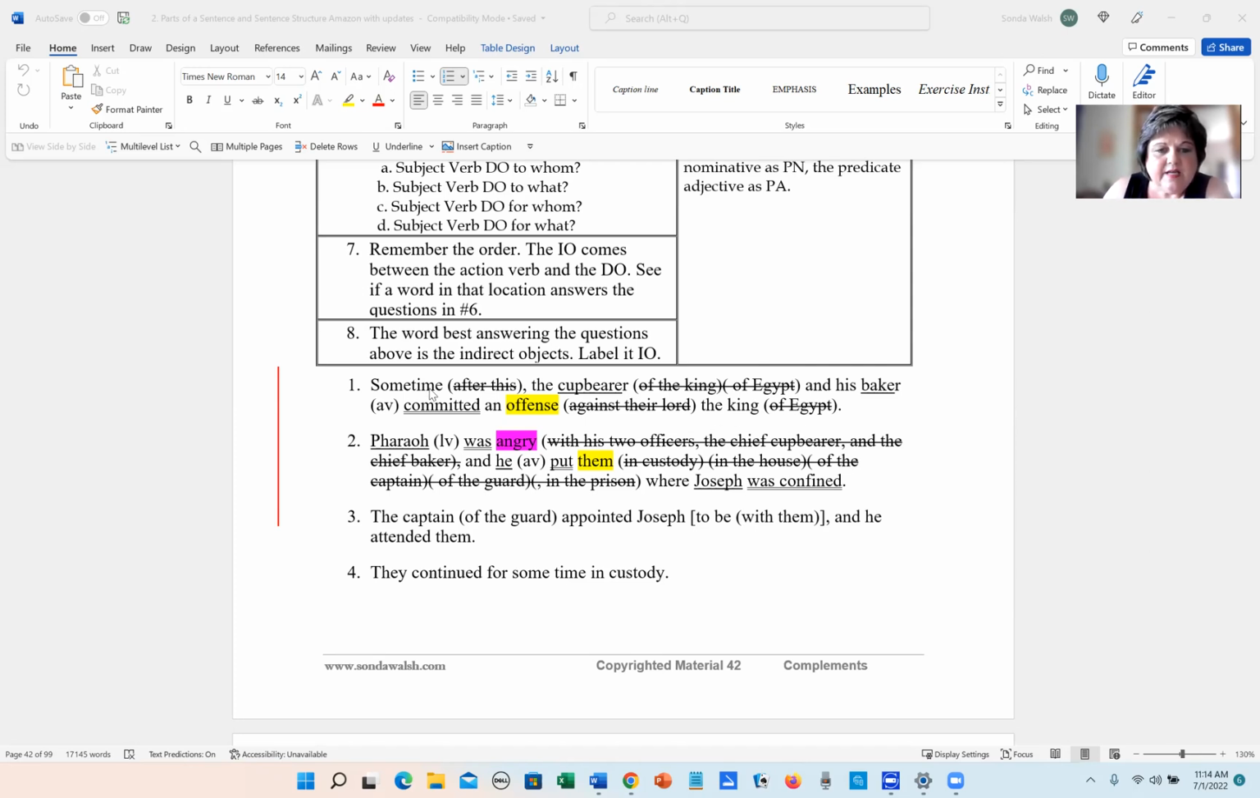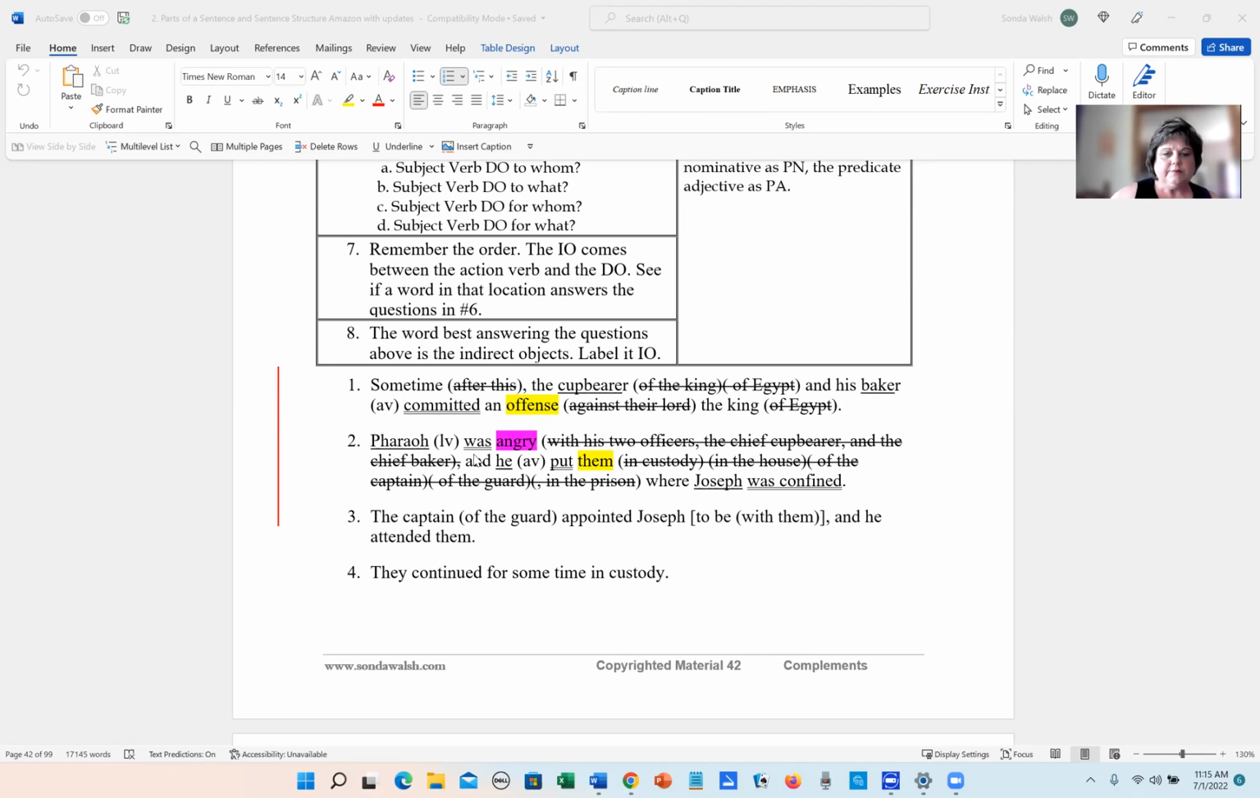So we go back. At some time is an adverb, it tells when. The cupbearer and baker are the subject. Our verb is committed, it is an action verb. So if we have an action verb, then we look for a direct object. The cupbearer and baker committed what, who or what, and offense is the direct object.